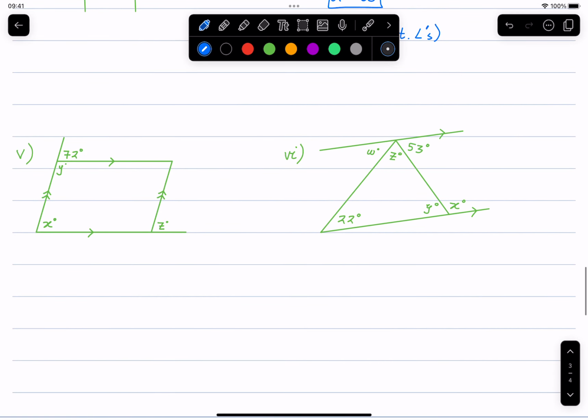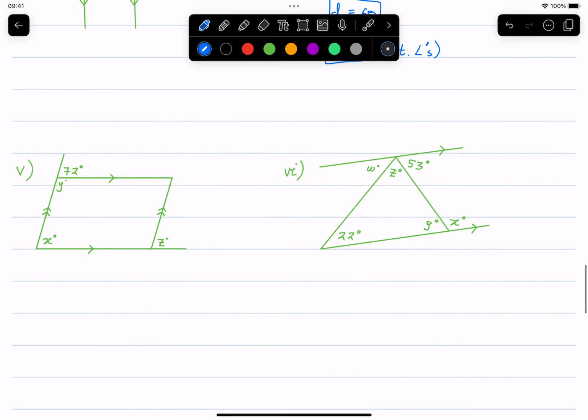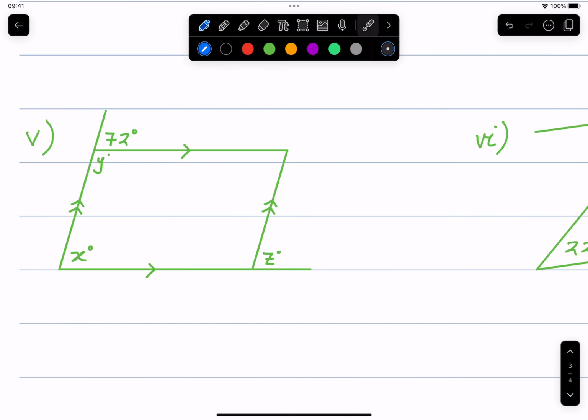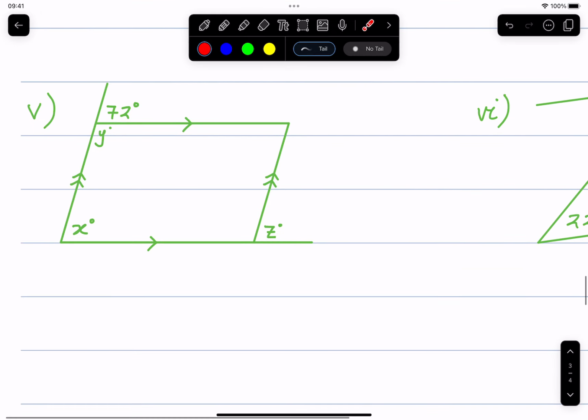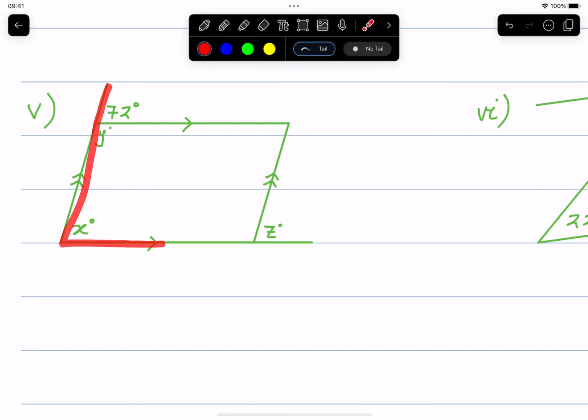All right, on to the last two. Now remember, once again, best to try and solve these problems in alphabetical order. So X, then Y, then Z. And for this, if you can't notice it yet, there's an F shape going like this.